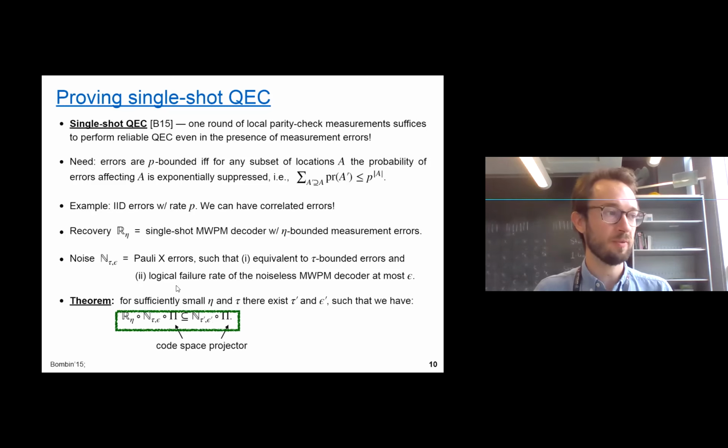So the main theorem is about, if we apply a code space projector here, and then we apply the noise, and then we apply the recovery. As long as eta and tau are small enough, there exists a tau prime and an epsilon prime such that this is equivalent to applying the code space projector and then applying the noise. And the important thing is that we have control over the values of tau prime and epsilon prime.